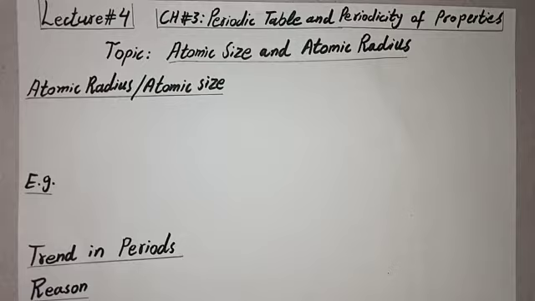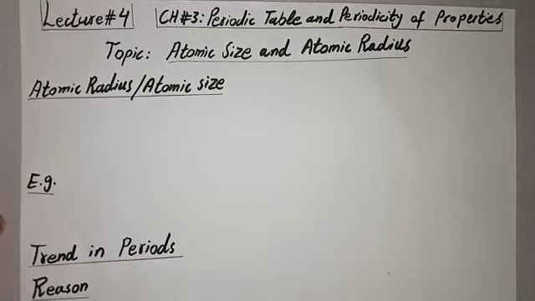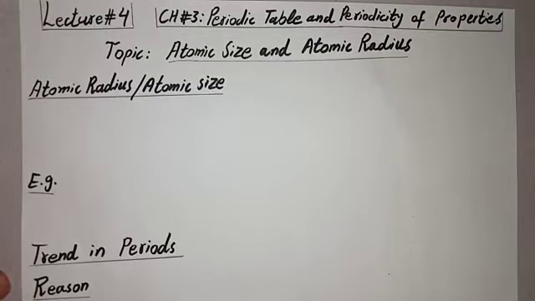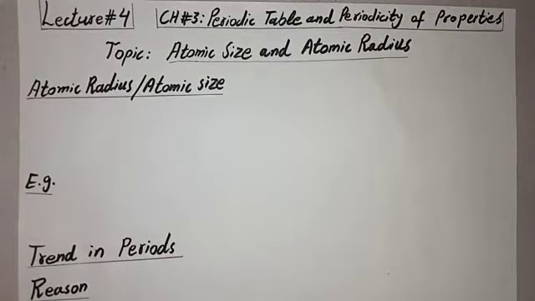As you know, we are learning chapter number 3, the periodic table and periodicity of properties. Today we will discuss the periodicity of atoms with the topic atomic size and atomic radius. First of all, we have to know what atomic radius or atomic size is.